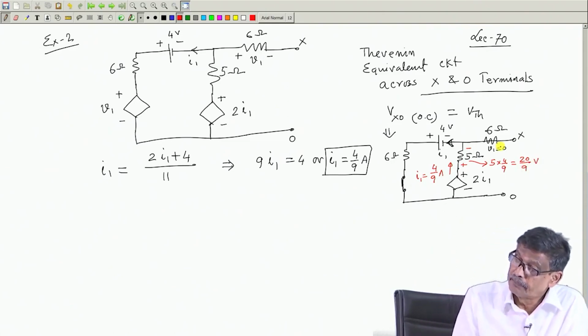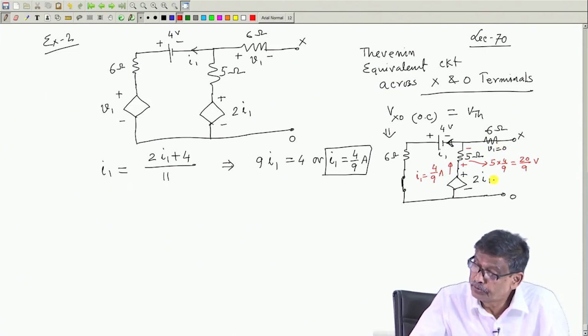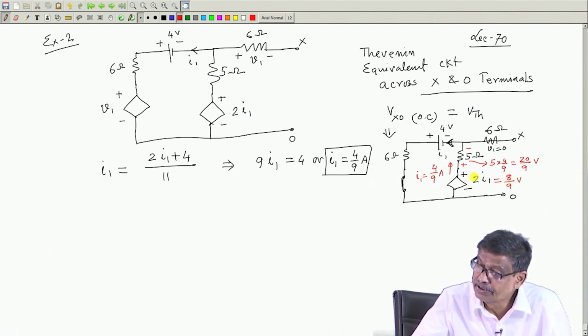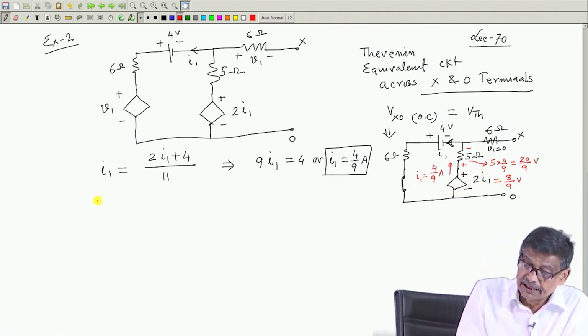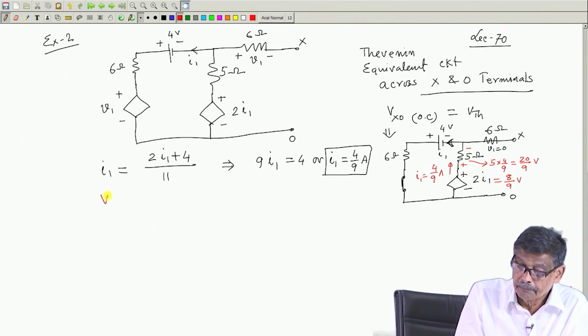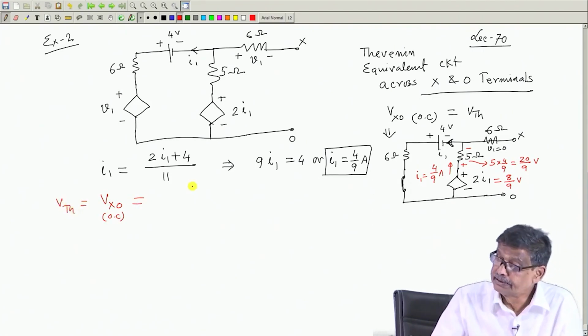Therefore, this voltage source magnitude also I now know, 2 into I 1, that is 8 by 9 volts, because I 1 is known. So, V x o, open circuit, is your V Thevenin's between points x and O.